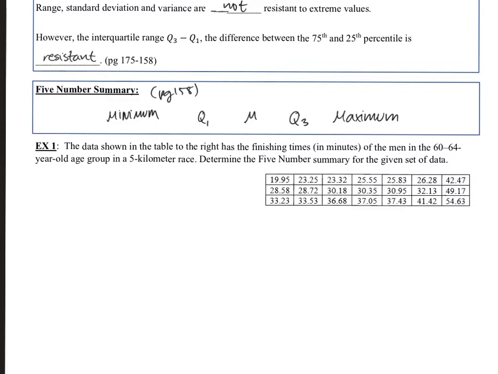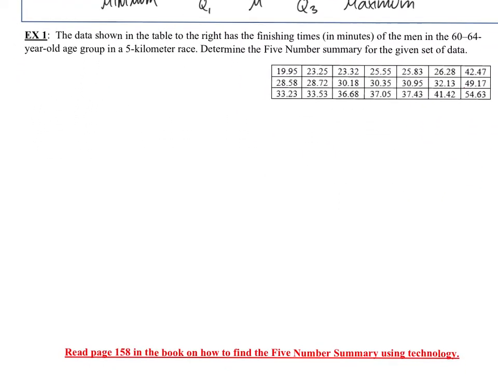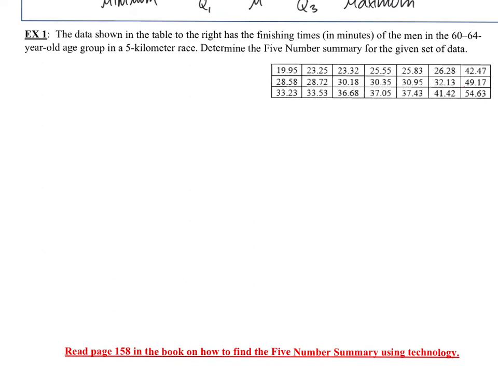So let's take a look at the first example. The data shown in the table to the right has the finishing times in minutes of men in the 60 to 64-year-old age group in a 5-kilometer race. Determine the 5-number summary for the given set of data. Alright, so in order to find the 5-number summary, we need to arrange the data in ascending order.